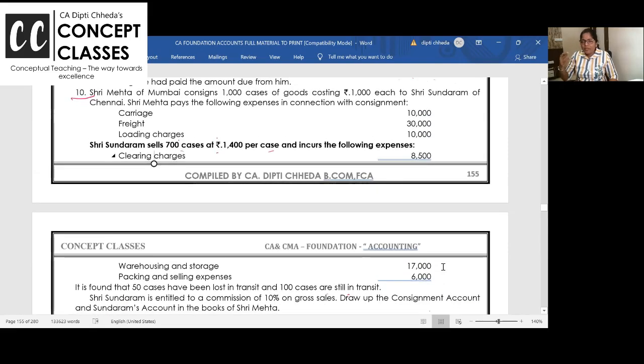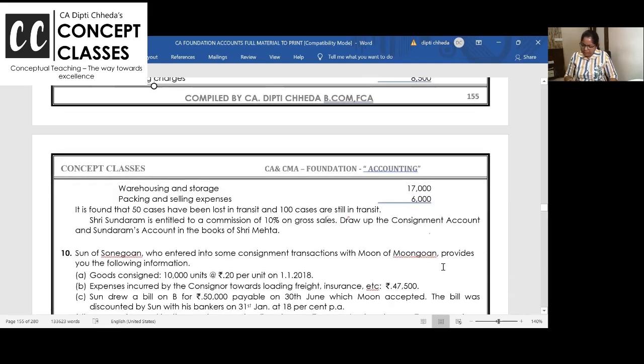So are you getting into the flow? Yes, ma'am. Consignment account is repetition. So now the 10th problem, and you have to do up to problem 23. By the end, you should feel that it should be completed in 10 minutes. Make the consignment account and also Sundaram's account in the books of Mr. Mehta.